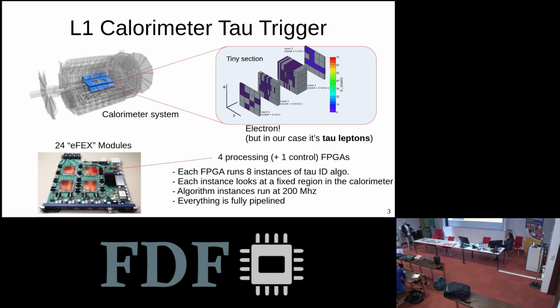Each instance looks at a fixed, small, tiny region in the calorimeter that is similar to the one shown on the top there. These algorithms run in the 200 megahertz domain, and everything must be fully pipelined. So every 5 nanoseconds, it must accept the next image like that, and after exactly 12 clock cycles, produce the output, whether it sees a tau or not.